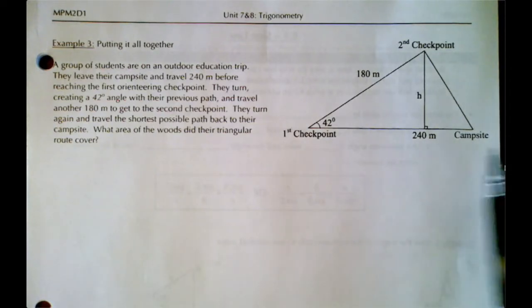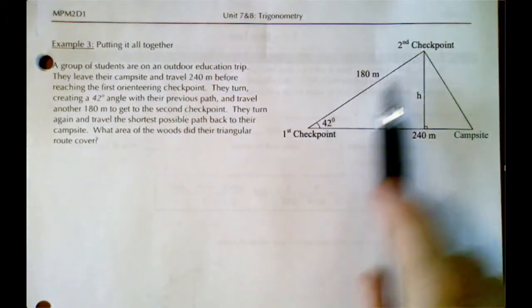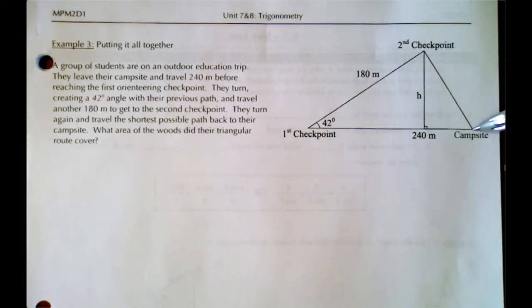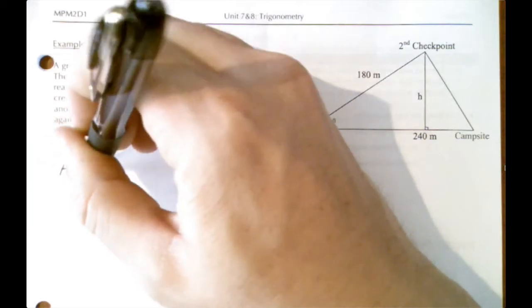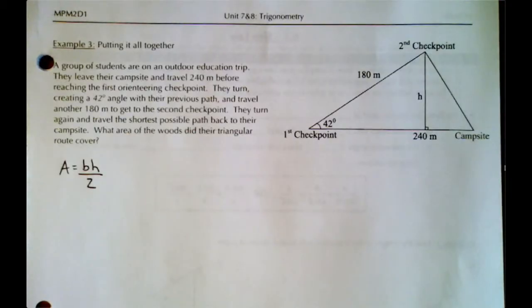All right, so here we have campsite, first checkpoint, second checkpoint, and back to the campsite. Now, it wants to know the area of the woods that we covered, and if we remember how to find the area of a triangle, it is base times height divided by 2. If you didn't know that fact and you were writing a test, it would be provided for you. But that's one of the very common equations that just becomes a part of your math repertoire eventually. But if it doesn't, ask and I'll provide it to you. Area equals base times height divided by 2.